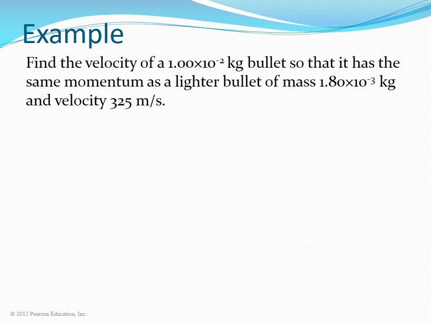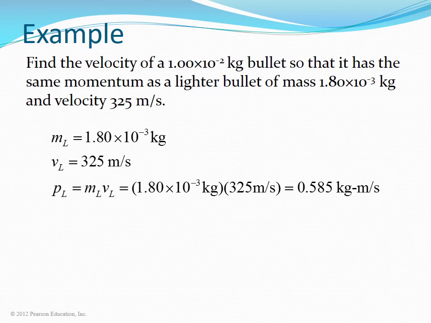Find the velocity of a 1.00 times 10 to the minus 2 kilogram bullet so that it has the same momentum as a lighter bullet of mass 1.8 times 10 to the minus 3 kilograms and a velocity of 325 meters per second. We first find the momentum of the lighter bullet. Using the subscript L to indicate the lighter bullet, we know its mass and velocity and get 0.585 kilogram meters per second.